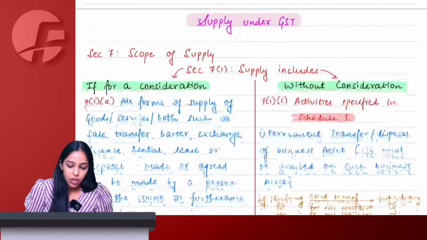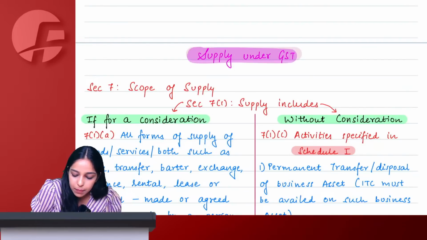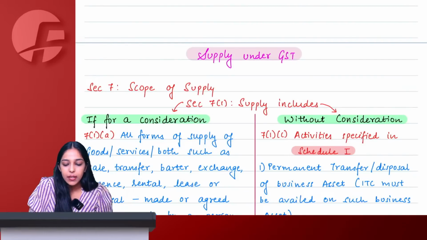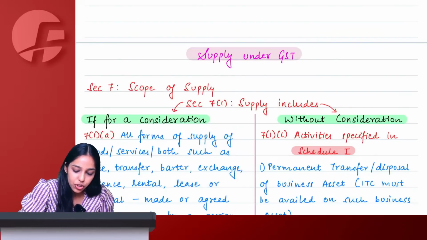Got it, ma'am. Chalo. So now let us start with the next chapter, which is supply under GST. Are you all ready with me? Yes, ma'am. Chalo.